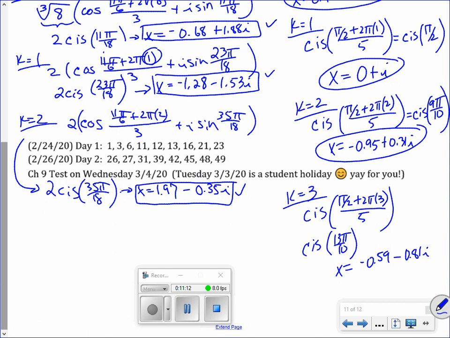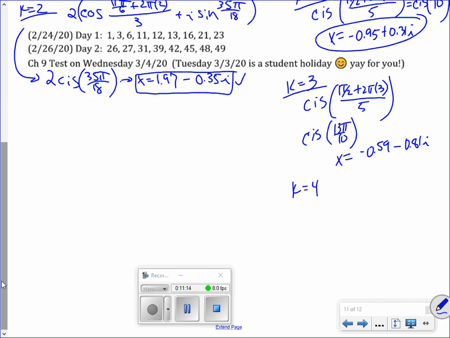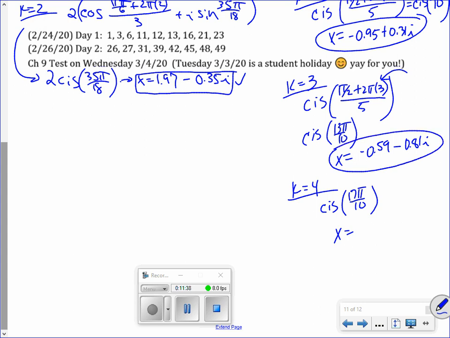Okay, just 2 more times. So k equals 4. If you put a 4 here instead of a 3, you would get cosine plus i sine of 17 pi over 10. This is our last time, so we're all the way up at 4. This is our fifth answer, even though we're at 4, because we started at 0. When you do this, you get cosine of 17 pi over 10, you will get 0.59 minus 0.81i. Okay, so there's your 5 answers, and that is it.